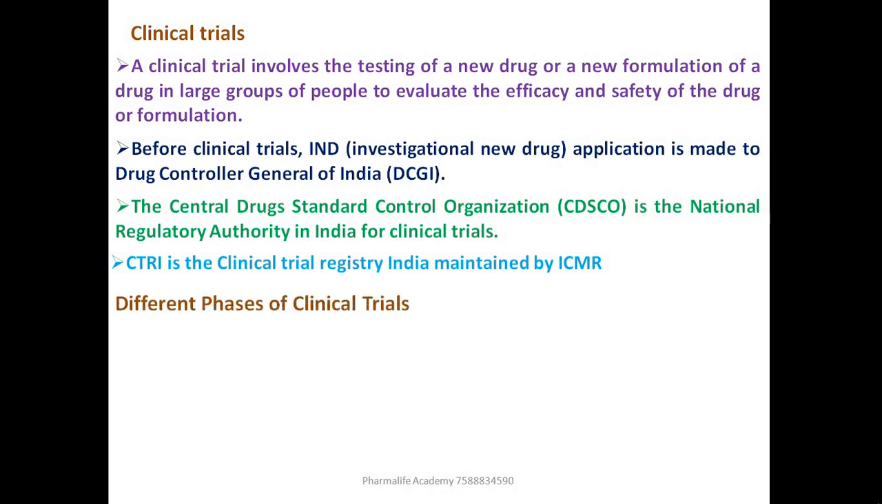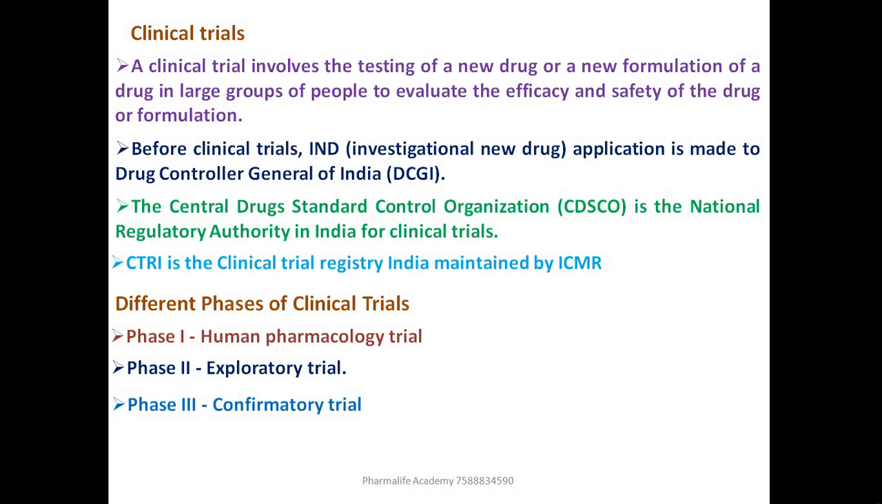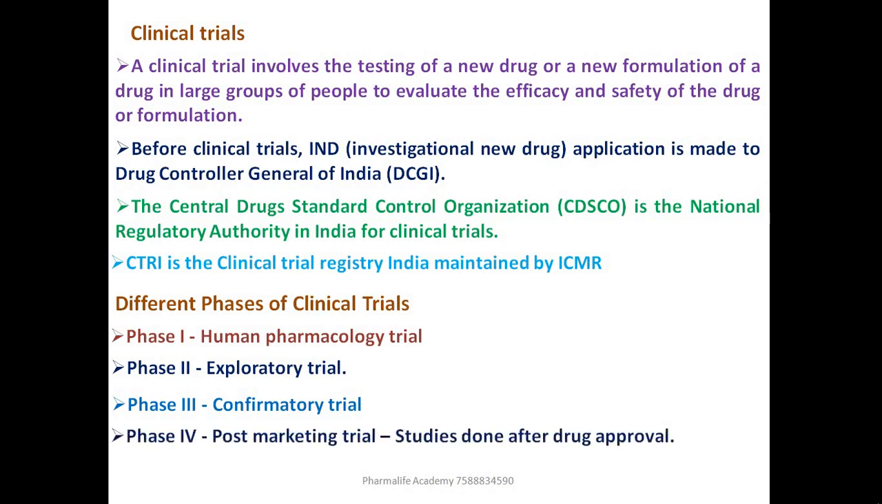Different phases of clinical trials are Phase 1, that is Human Pharmacology Trial. This phase is related to estimation of safety and tolerability of investigational drug. Phase 2, that is Exploratory Trial. This phase is related to estimation of effectiveness and short-term side effects of investigational drug. Phase 3, that is Confirmatory Trial. This phase is related to confirmation of therapeutic benefits of investigational drug. And Phase 4, that is the post-marketing trial.